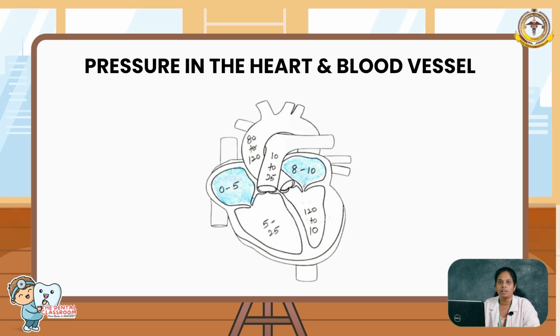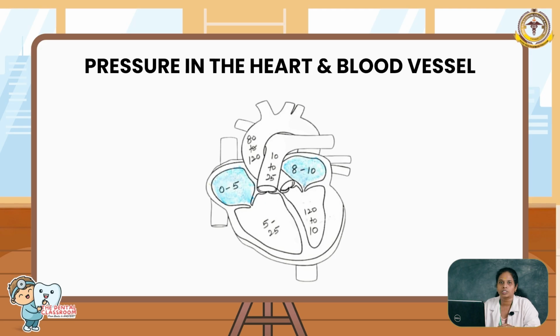In the right side of the heart, the pressure is in the lowermost range because it is involved in the lesser circulation. So the pressure in the right atrium is 0 to 5 millimeter of mercury. In the right ventricle, it is 5 to 25 millimeter of mercury, and in the pulmonary artery, it is about 10 to 25 millimeter of mercury.